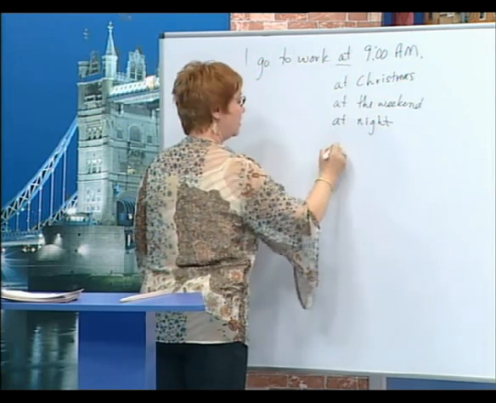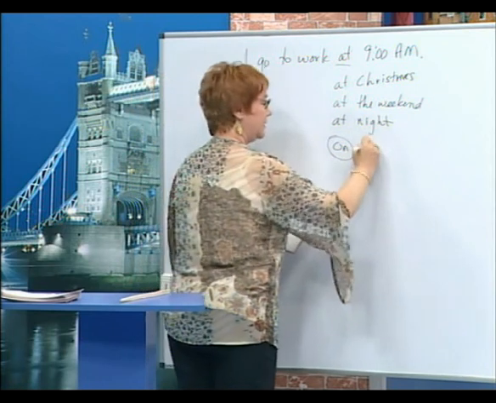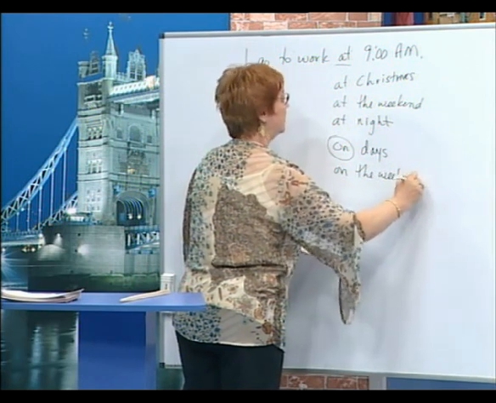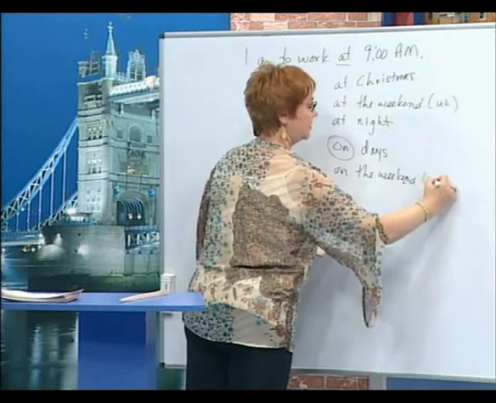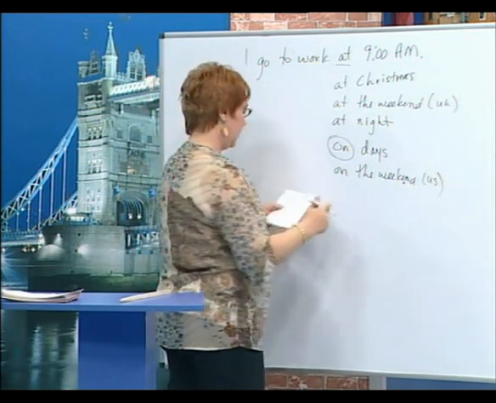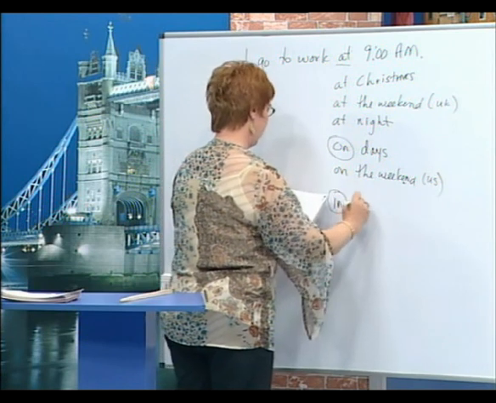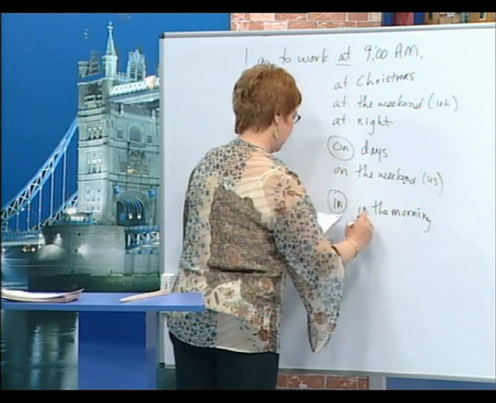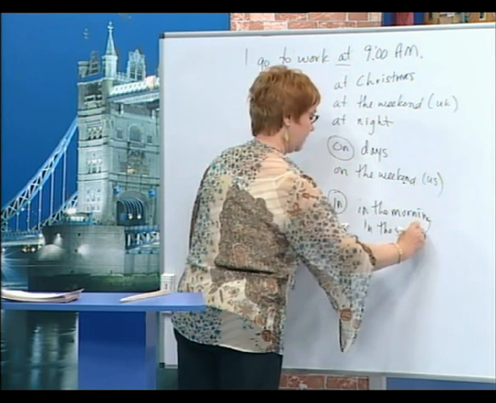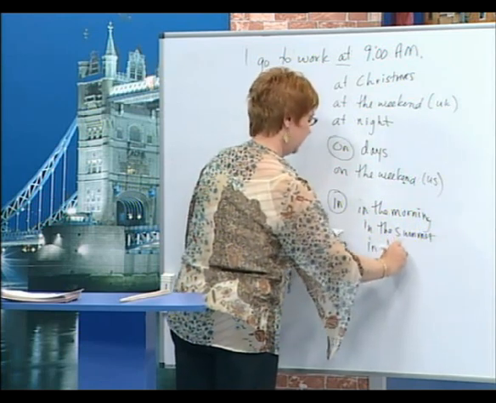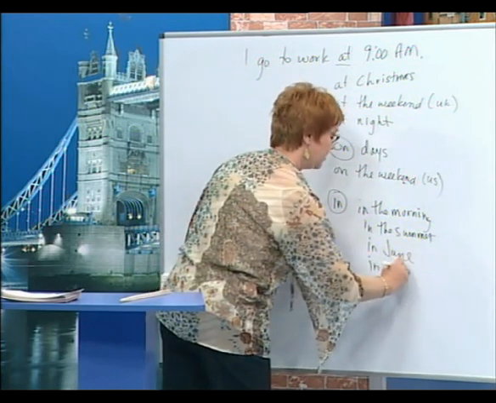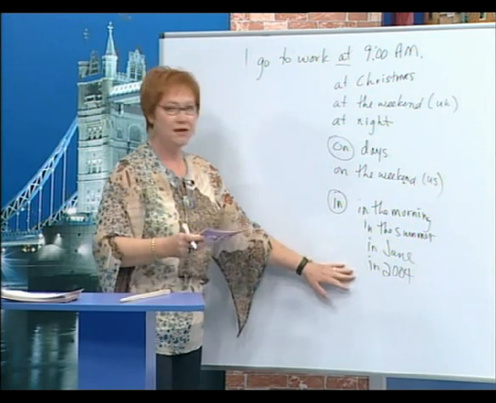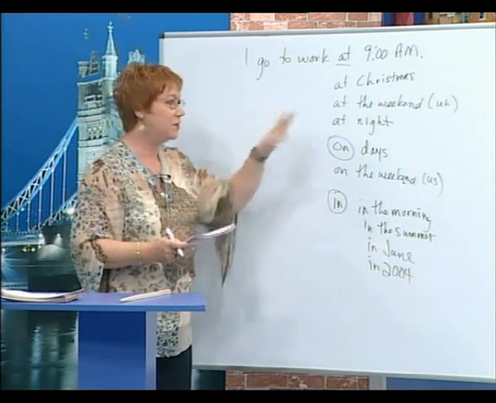Now, we use on to talk about days and weekends, on the weekend. So let's say at the weekend UK, on the weekend US, and Canada, of course. All right. We use in, so in the morning, for example. So this is parts of the day. In the summer, and in for months, for example, June, and in the years, 2004, okay? So in the parts of the day, seasons, months, and years, okay? So at, on, and in, you have to think about which ones to use.